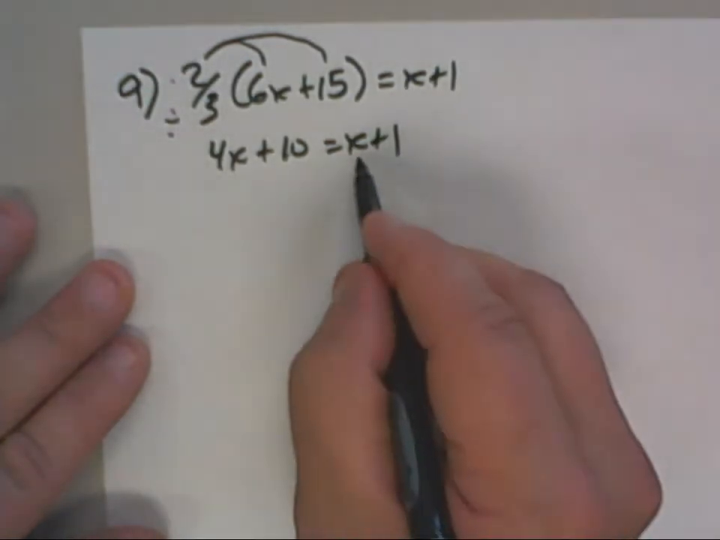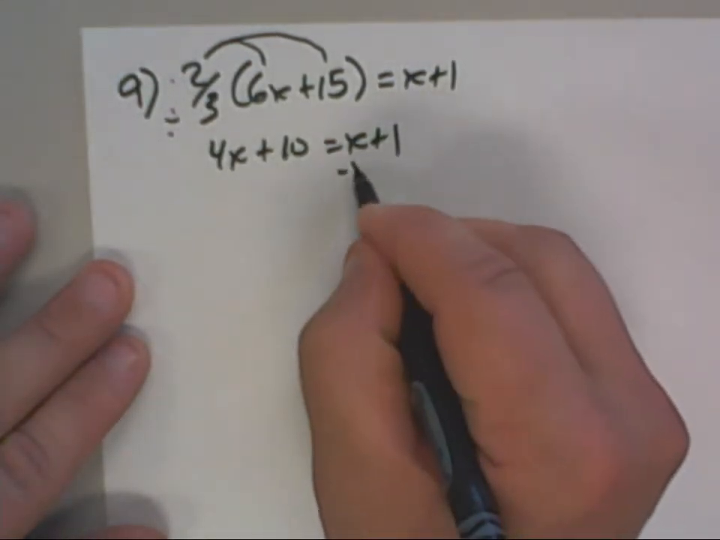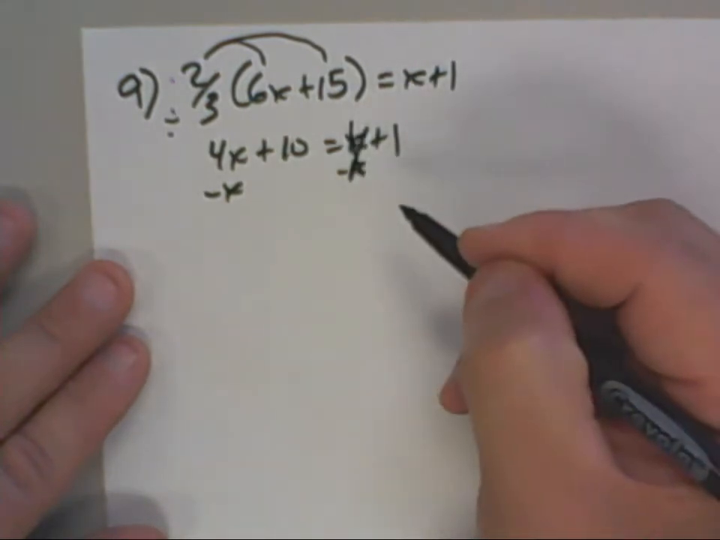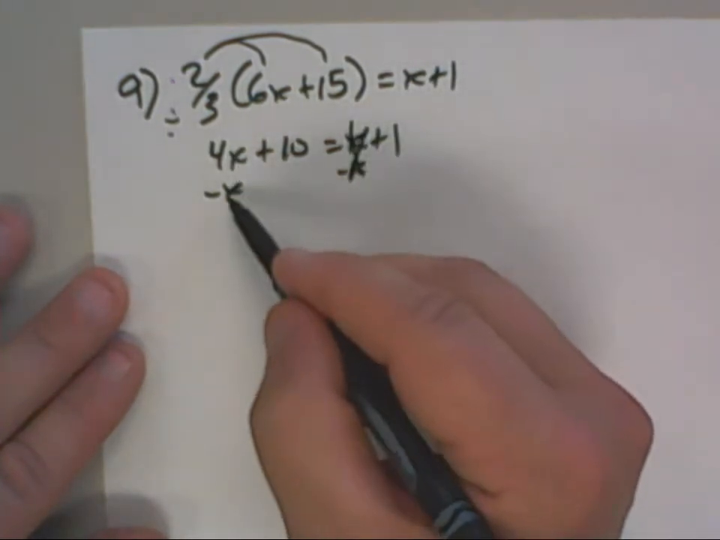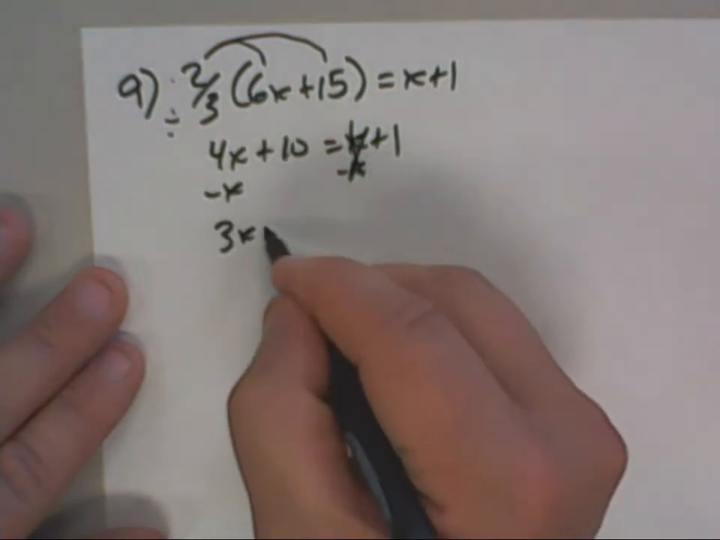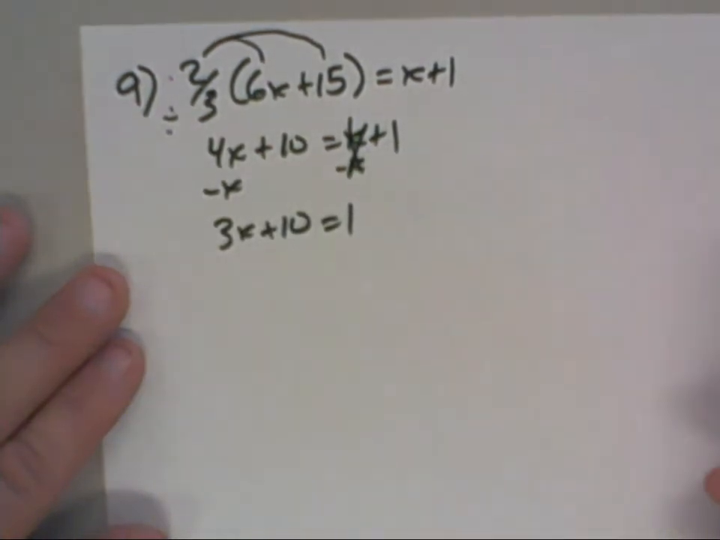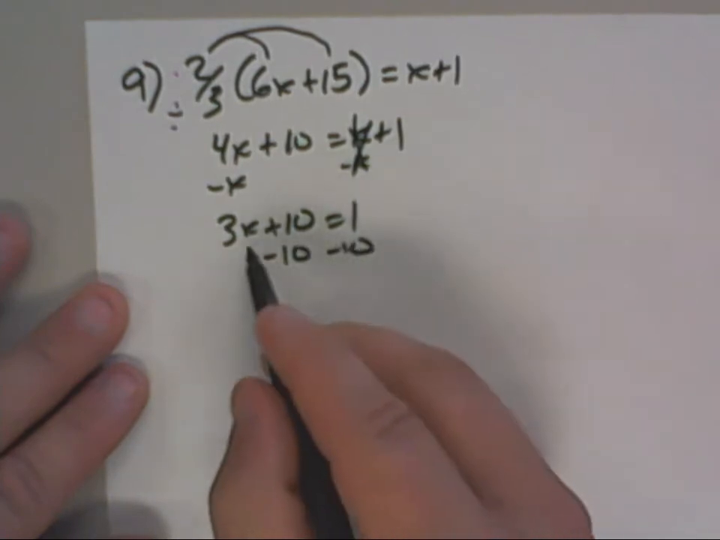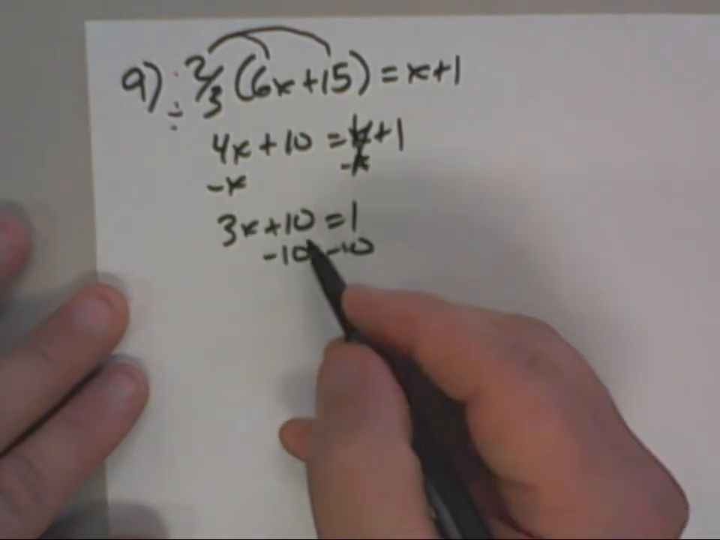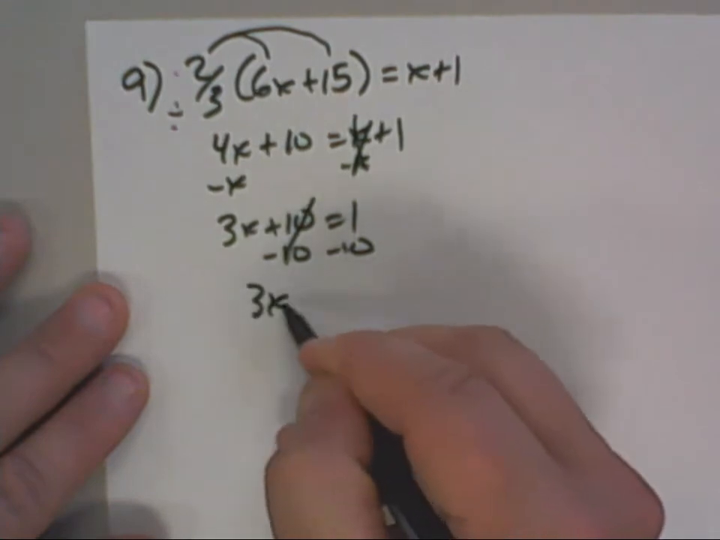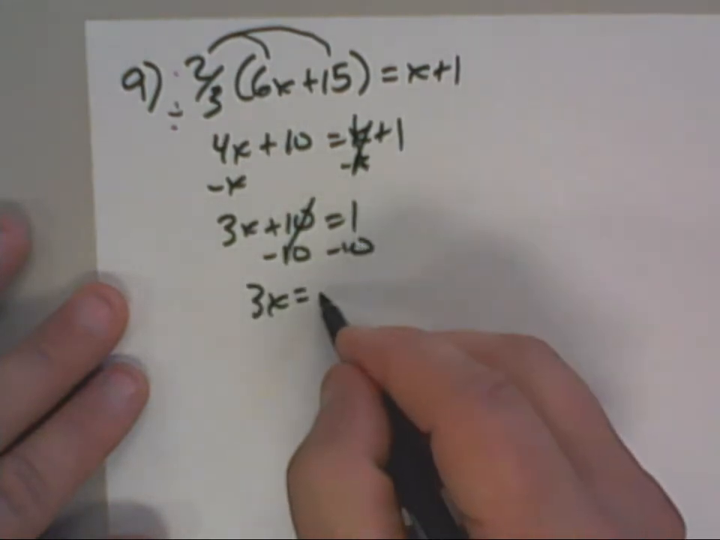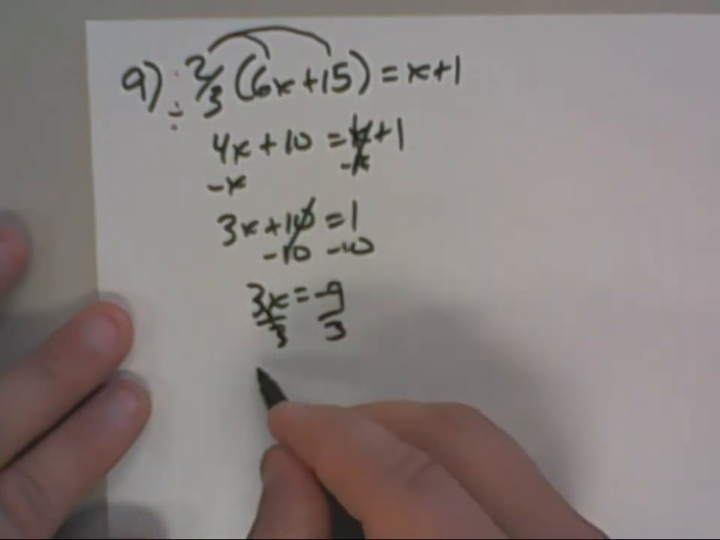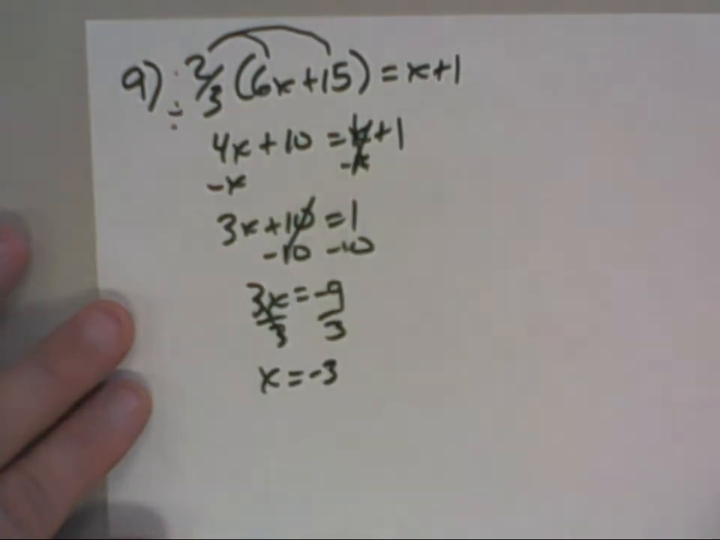Then we have x's on both sides of the equation. I would probably subtract an x from both sides of the equation. That way this would be gone, and I would have 4x minus x, which is 3x, plus 10 equals 1. And then we could subtract 10 from both sides. I want to get x by itself, so we're going to subtract 10 from both sides, and 3x will equal 1 minus 10, which is negative 9. If we divide both sides by 3, x is negative 3.